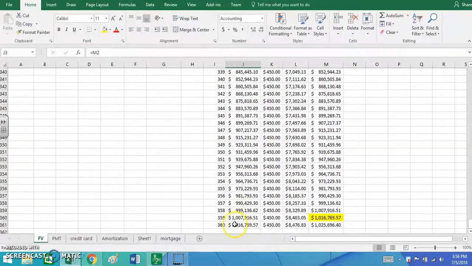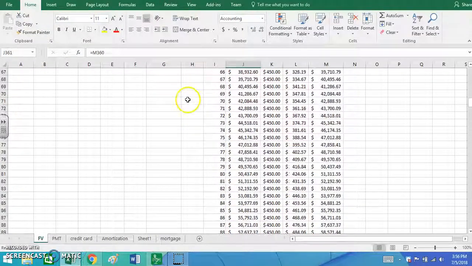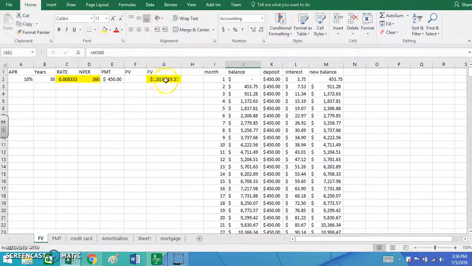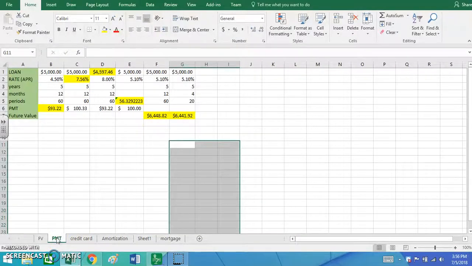At the end of the 360th time, you'll notice that the amount in my account is $1,016,769. Now it's a little bit different than what I had up above, and I think it's because of round off errors or something like that, but it's basically giving us the same value that we have up here, which is $1,017,219.57.